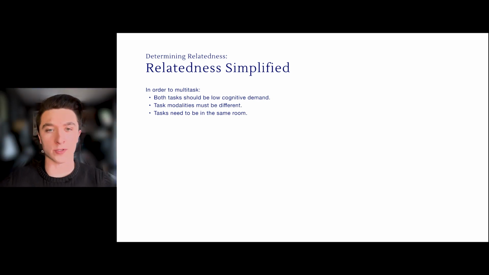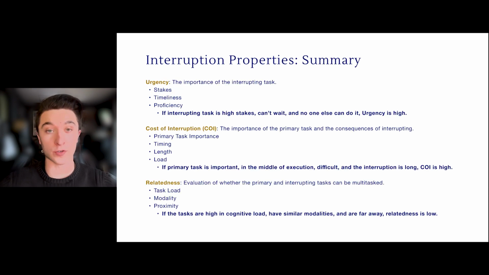So, to sum up the parts of each interruption property, we have interruption urgency, which is the importance of the interrupting task. That requires the stakes, the task timeliness, and the task proficiency. So if it's high stakes, there's little time to perform it, and there's no one else who can possibly perform the interrupting task, then the urgency is very, very high.